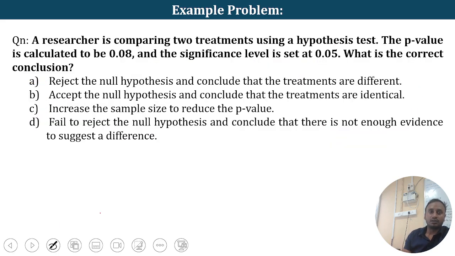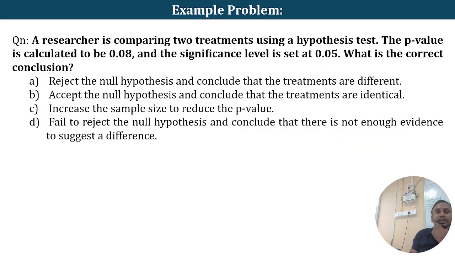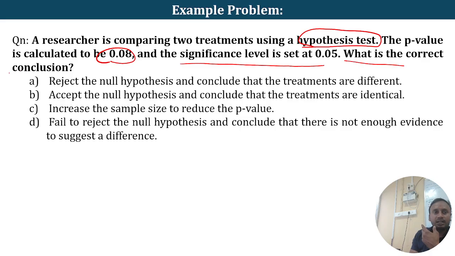Okay, so now we'll come to the next question. A researcher is comparing two treatments using a null hypothesis test. The p-value is calculated to be 0.08. Significance level is set at 0.05. What is the correct conclusion? Tell me.